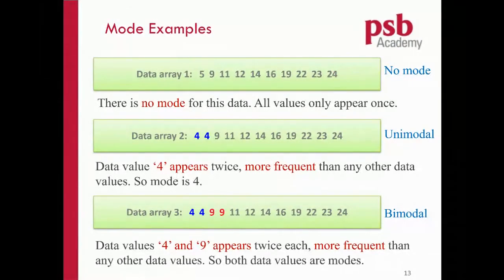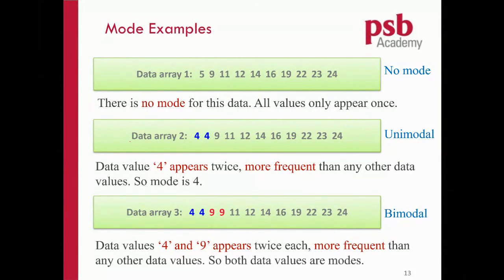For example, look at the first data array. Which of these numbers appears most compared to the rest? It seems that none, because every number appears only once. So we can say that this data set has no mode, because all values appear only once.